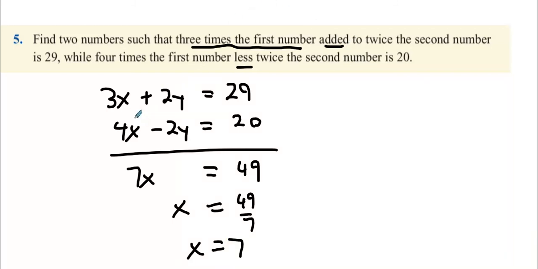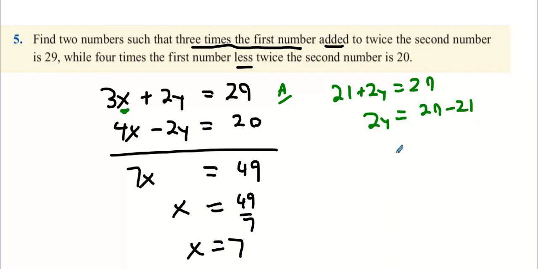Next thing we're going to do is multiply out the 3 by the 7 because we can input 7 for x using the top equation. So 3 times 7 is 21. Plus 2y equals 29. 2y equals 29, take away 21. 2y equals 8, and then y will equal 4.